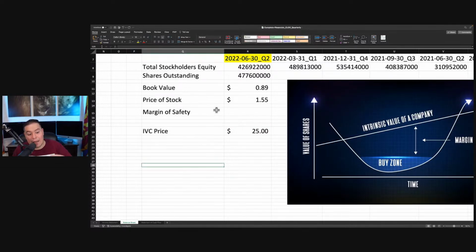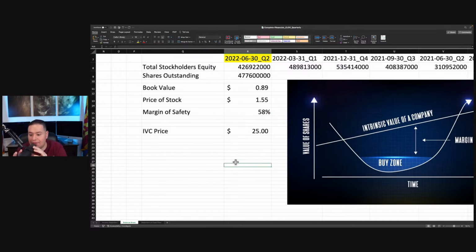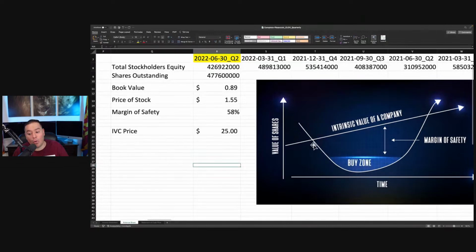What I'm going to do is calculate the book value from the actual stock market price in today's, what Mr. Market thinks. Okay. So I'm going to take the book value divided by the price of the stock. And when I get that, I'm going to turn this into a percent. I get a 58% margin of safety. So this is a really, really deep margin of safety that we're getting.